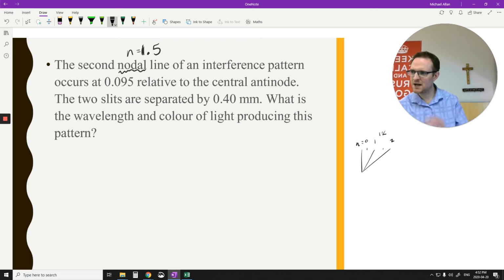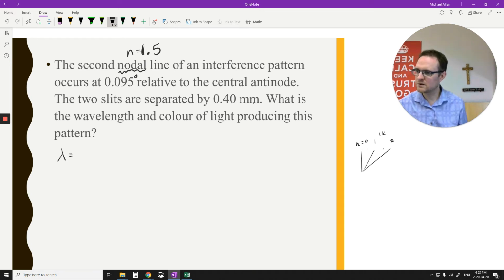Produces an interference pattern. Sorry, I meant to put a little thing on here. Degrees, I'm assuming that's going to be degrees relative to the central antinode, which makes sense. The angle is always going to be measured towards the central antinode. We won't do it between other ones. It gets too complex for that. The two slits are separated by a certain distance. What's the wavelength and what color do you think this is?